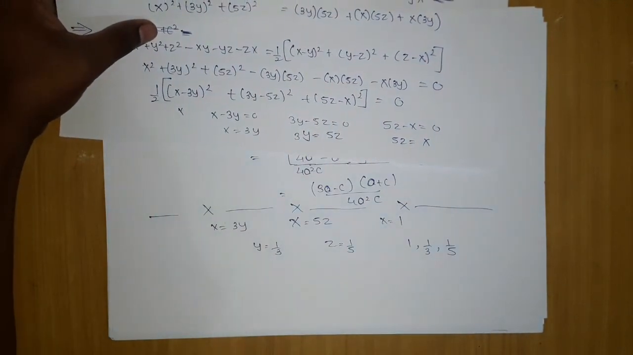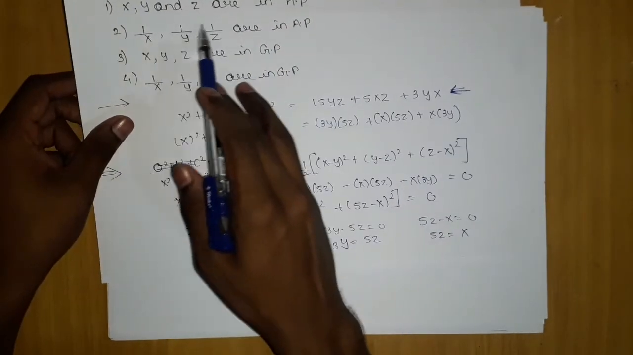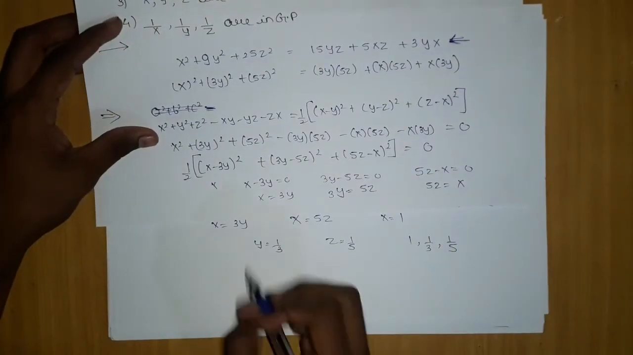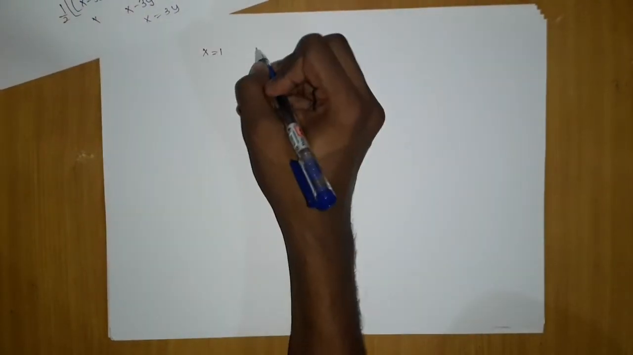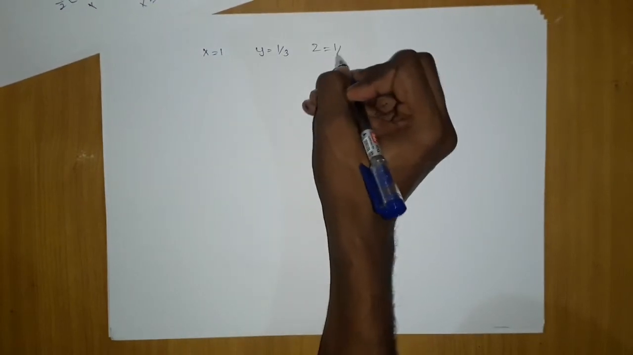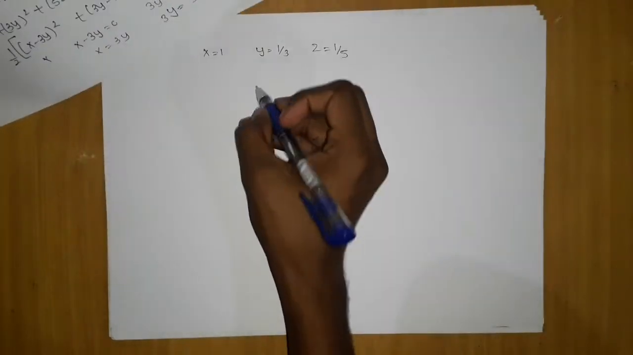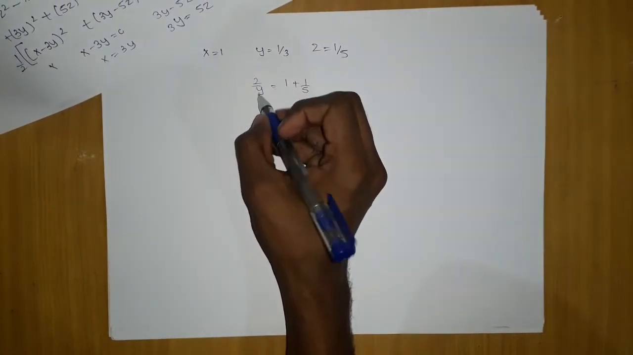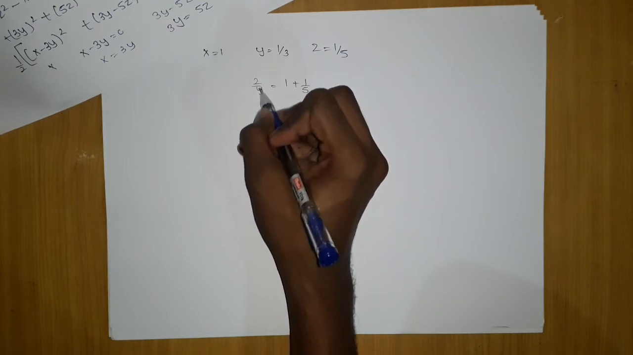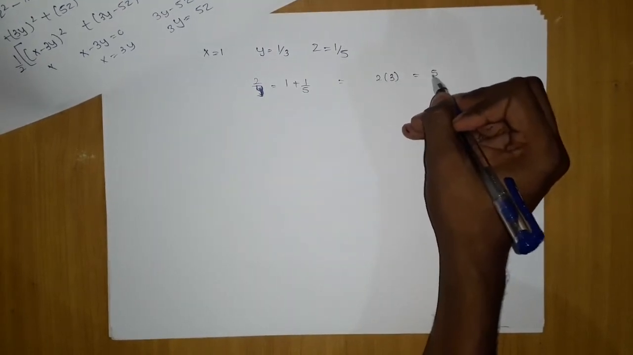Now we want to prove the statements. They are saying that x, y, z are in HP. For that, the terms are 1, 1 by 3, 1 by 5. So my x is 1, my y is 1 by 3, my z is 1 by 5. Now if 1 by x, 1 by y, 1 by z are in AP, it means that 2 by y should be equal to 1 plus 1 by 5. 2 by y, where y is 1 by 3, and 1 by x, this will become 2 into 3, which will be equal to 5.